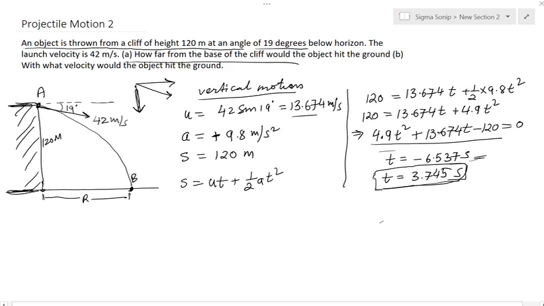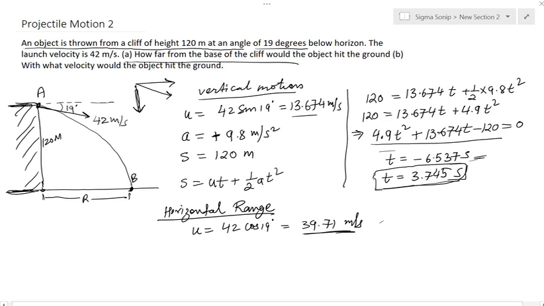So I can find my horizontal range by taking the constant horizontal velocity, which is 42 cos 19 degrees, which is 39.71 meter per second. So the object is traveling with this velocity all the time it is in the air, which is 3.745 seconds.